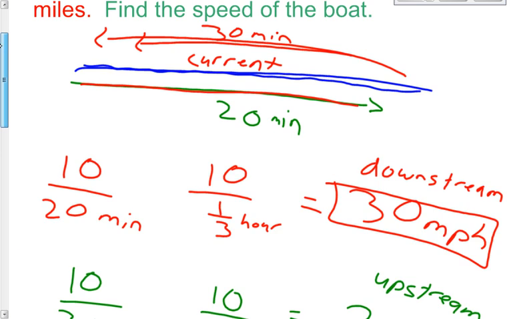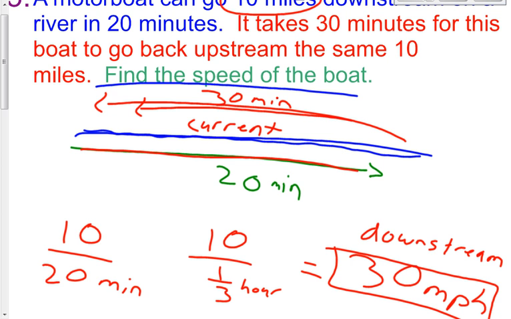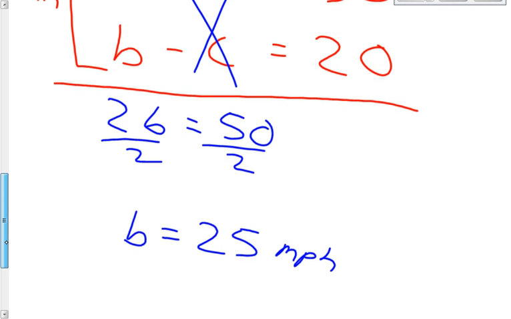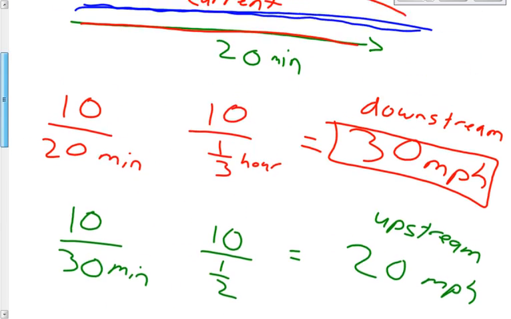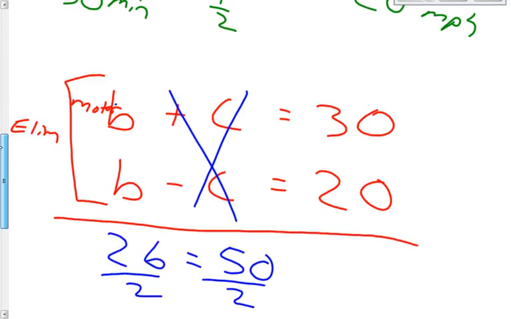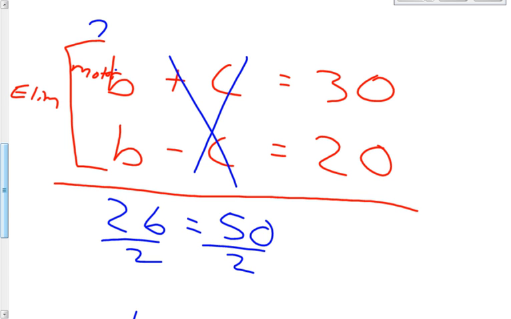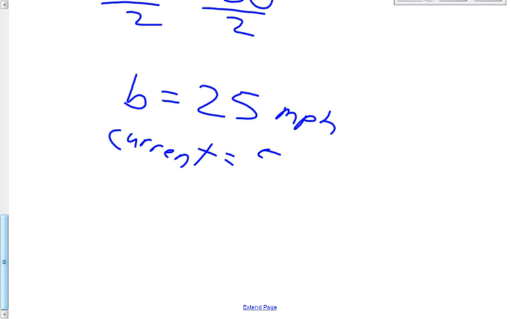And so when it asks the question, find the speed of the boat, you've just found it. The speed of the boat is 25 miles per hour. Excel Math might ask you, what is the speed of the current? If you want to find the speed of the current, you know that the boat, which is 25 miles per hour, plus the current equals 30 miles per hour. The current would obviously have to be 5 then, wouldn't it? Because 25 plus 5 is 30. In the same way, 25 minus the current, which is 5 miles per hour, equals 20. So we know that our current is 5 miles per hour. It might ask for that on Excel Math too.